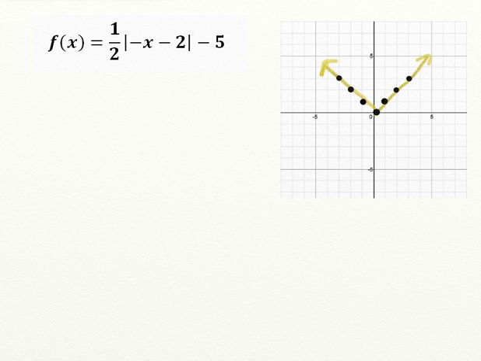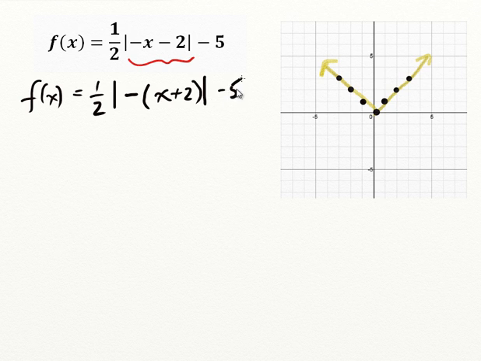First thing we need to do, however, is take a peek inside here, and address the issue of there being a sign affixed to the x. If we see any sort of negative sign or any sort of value attached to the x, the first thing we're going to want to do is factor that out. So this is going to be 1/2 and then absolute value of negative bracket x plus 2, there's the absolute value, and then minus 5.